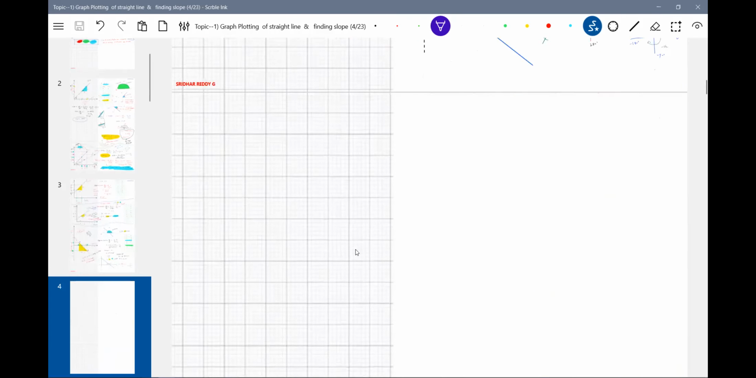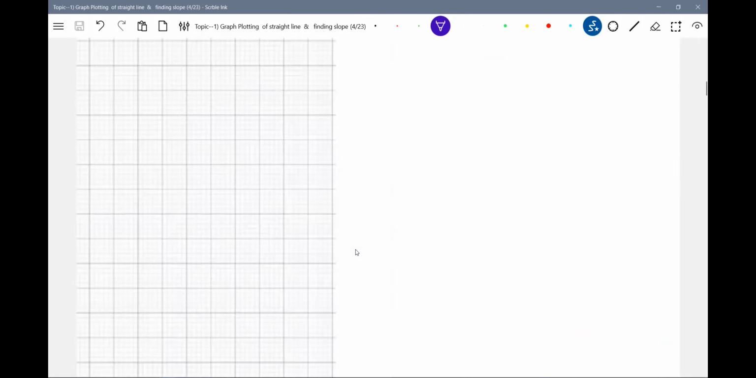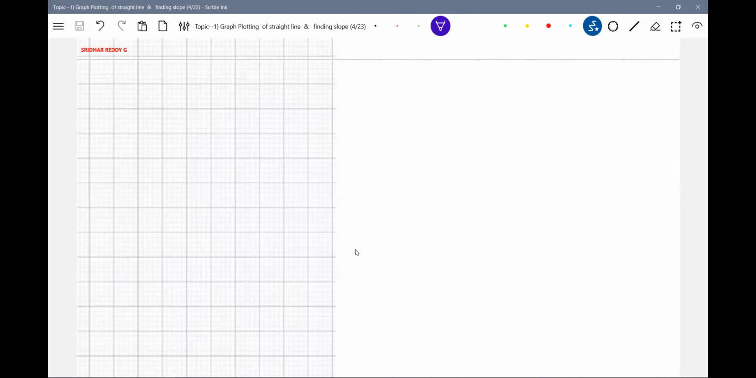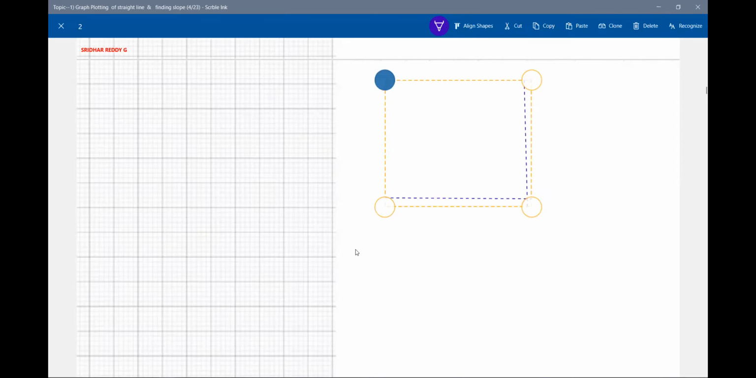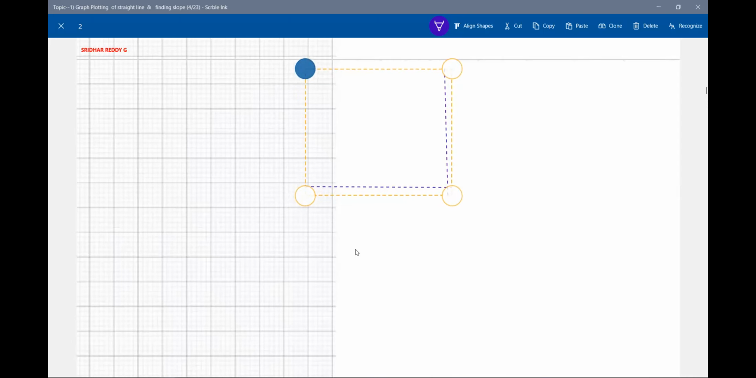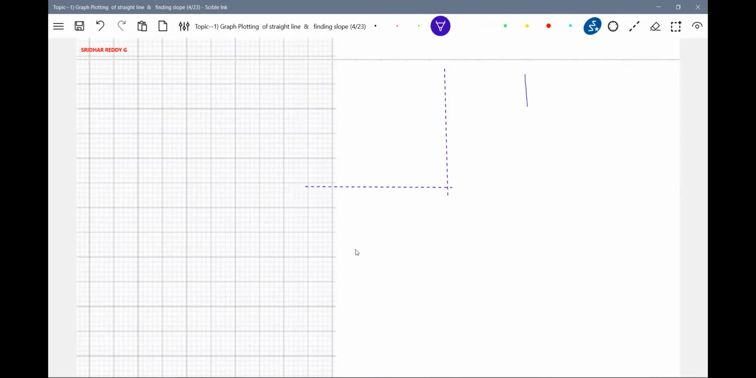Sir, we are not understanding that positive and negative slope a little bit. You directly take a wall, if you have a wall. There's a wall, and there's another wall.